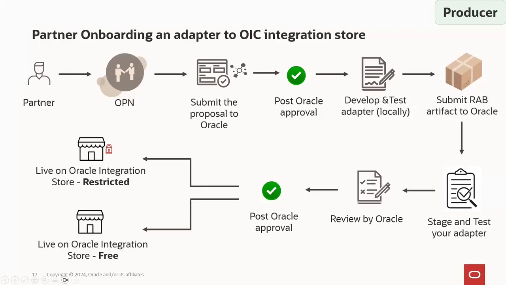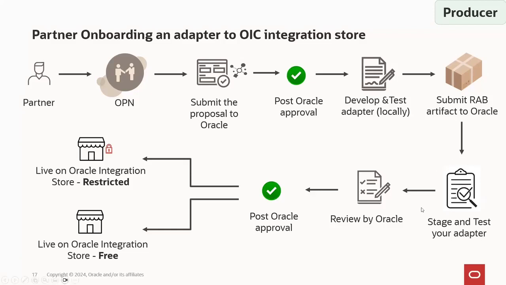One is partner: you're already OPN'd and you're going to submit a proposal, and post-approval, you're going to test locally and all that stuff. But you want to take it to the next level. You are going to submit the RAP artifact to Oracle, and we'll continue to make enhancements where it is going to automatically come and set up into integration store directly through our Oracle Cloud Marketplace. That's something we'll talk about in a minute.